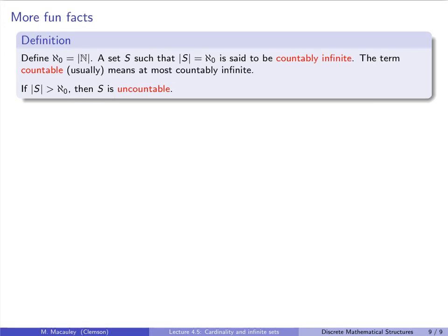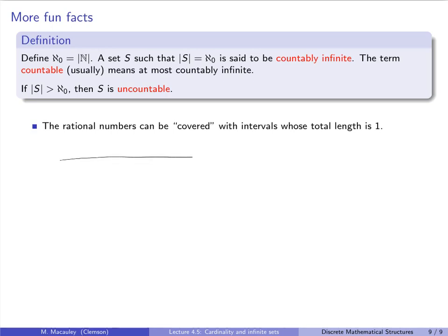Okay, so this slide is called More Fun Facts, so I'm just going to list them off and go out with a bang. Fun fact number 1: the rational numbers can be covered with intervals whose total length is 1. Here's what I mean by that. We have the real line here, and 0 here is 1, the integers, etc. But the rational numbers are everywhere. They're dense. That's actually a term from analysis.